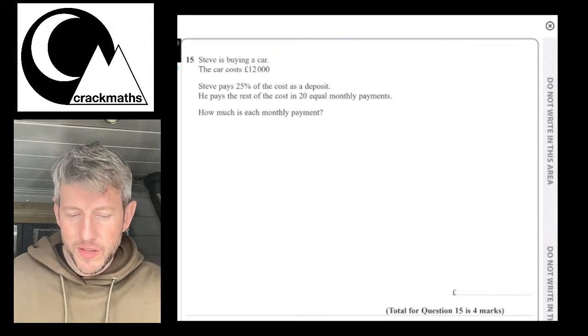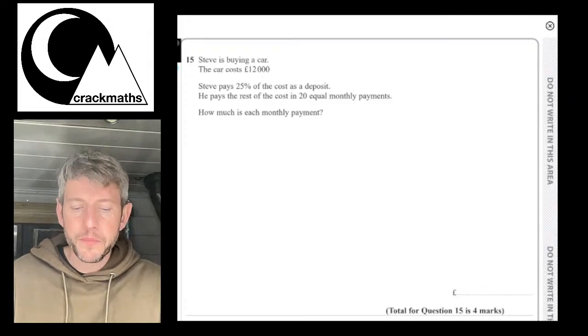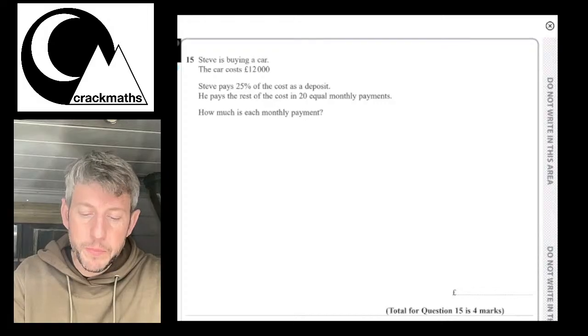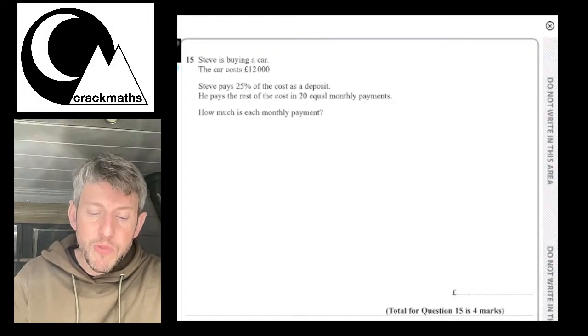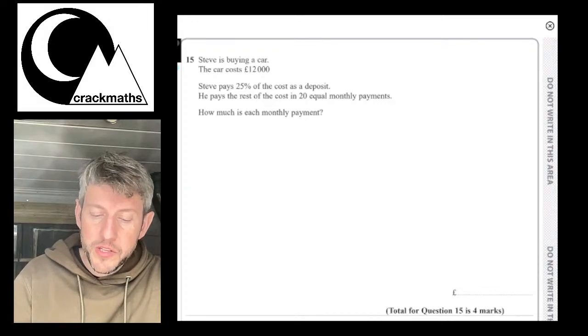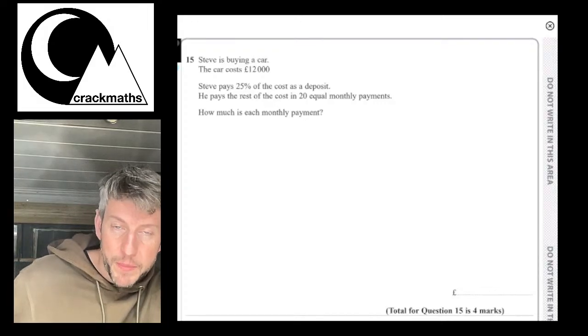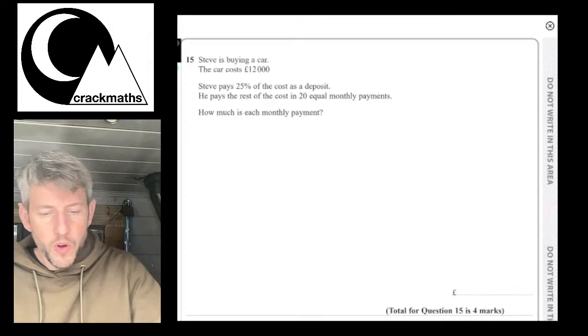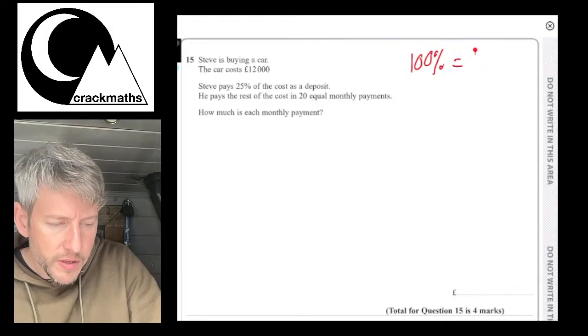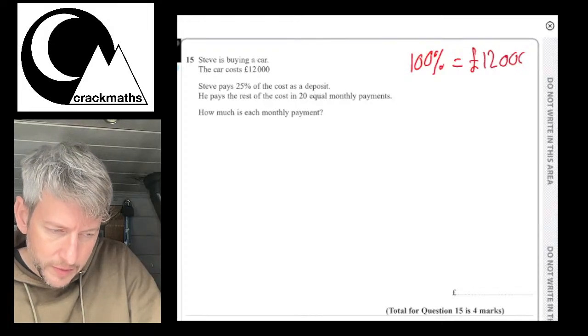Right, Steve is buying a car. The car costs £12,000. Steve pays 25% of the cost as a deposit. He pays the rest of the cost in 20 equal payments. How much is each monthly payment?